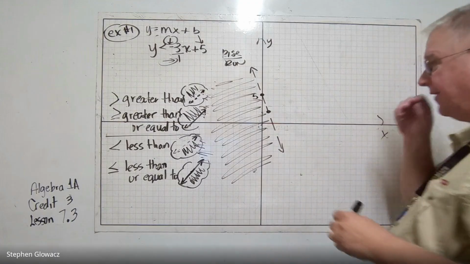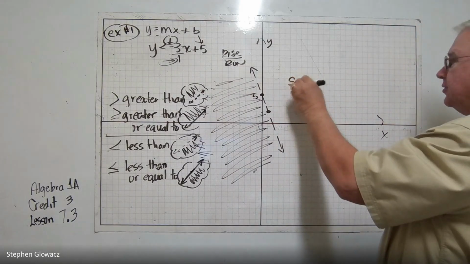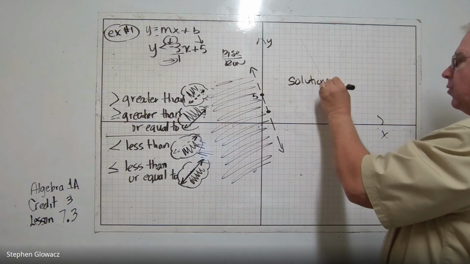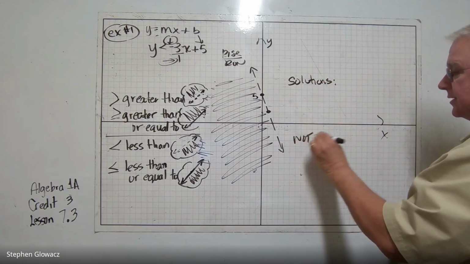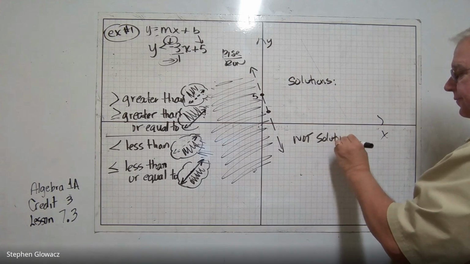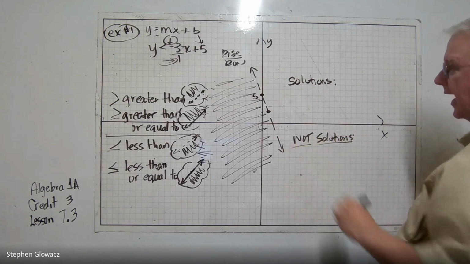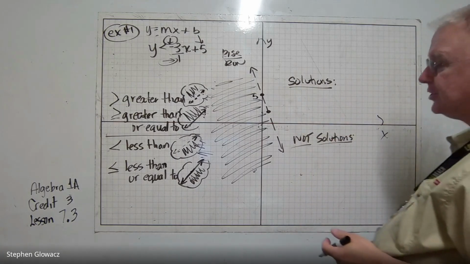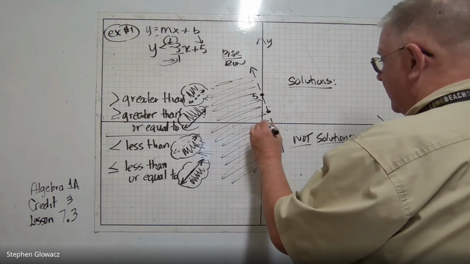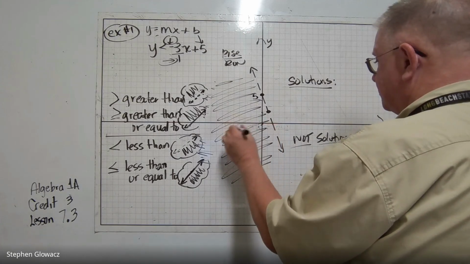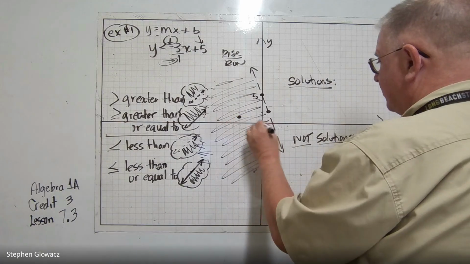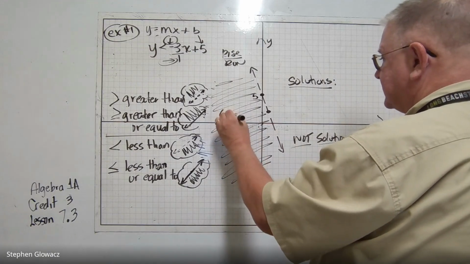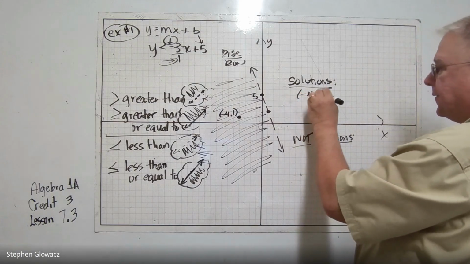All right, so once again, they want us to give 2 points that are solutions and 2 points that are not solutions. And so let's go ahead and do that. So again, solutions are any point in the shaded region. So how about, let's see, maybe this one right here, which that would be 4 to the left and 1 up. So that's negative 4 and 1.